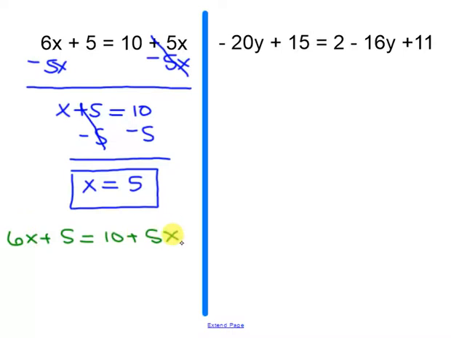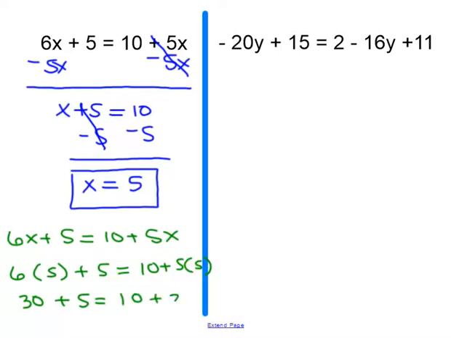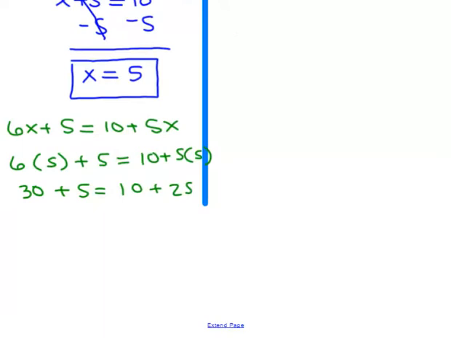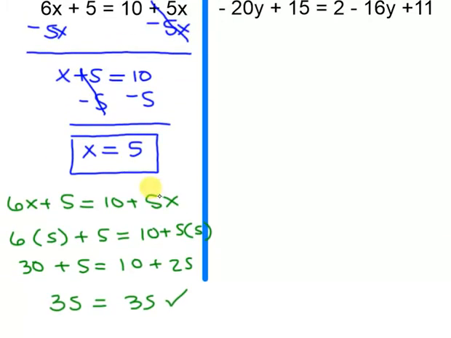And every time it says x, I'm going to plug 5 in. So 6 parentheses 5 plus 5 equals 10 plus 5 parentheses 5. Now, 6 times 5 is 30 plus 5 equals 10 plus 5 times 5 is 25. 30 plus 5 is 35 equals 10 plus 25 is 35. If this side equals this side, your answer checks out. But ultimately, x equals 5 is your answer.